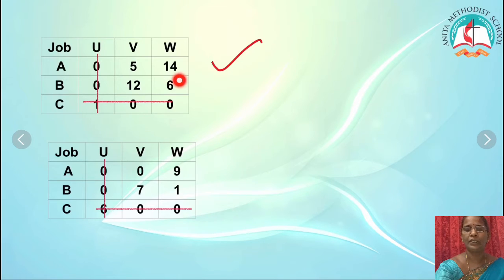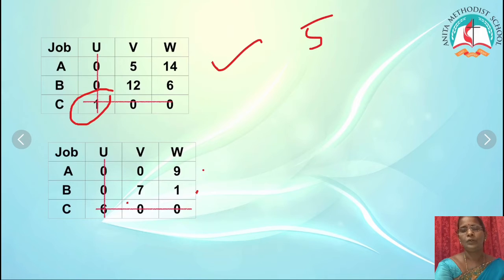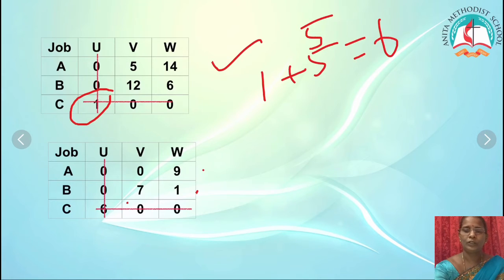Which is the least number here? 5. So 5 minus 5 is 0. 14 minus 5 is 9. 12 minus 5 is 7. 6 minus 5 will be 1. So now I have subtracted, and then the intersecting element, any number which is crossed by two lines, that number you take. What is that number? 1. 1 plus 5 is equal to 6.